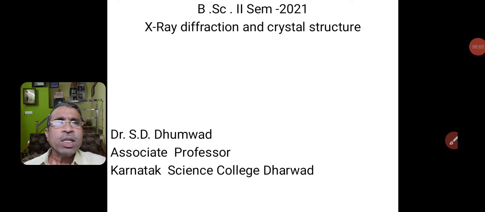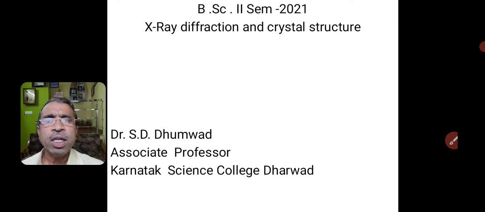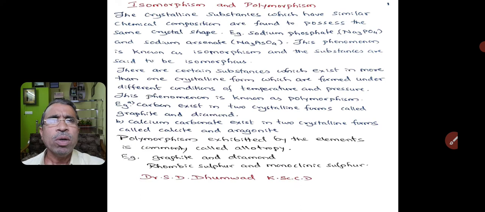Dear students, today we study X-ray diffraction and determination of crystal structure, restricted to the cubic system. Before we start with this, let us know two important terms: one is known as isomorphism and another one is polymorphism.